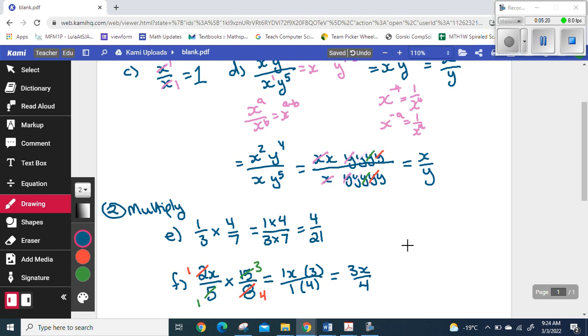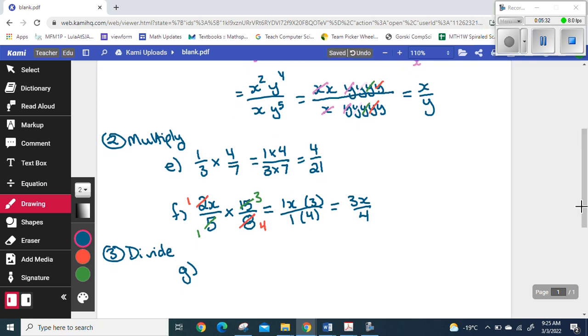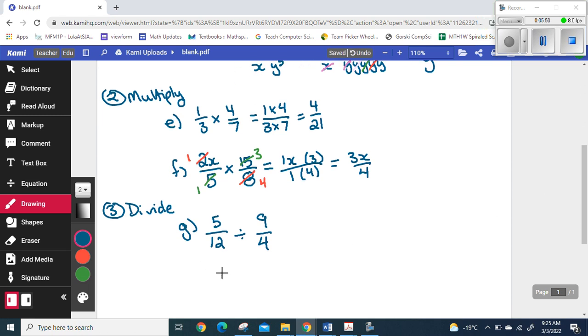All right. What about if I'm dividing? So dividing is the same idea as multiplying. We just have to add that extra step in front. So that's like if I have 5 over 12 divided by 9 over 3. No, I don't want over 3. Over 4. So the first thing we have to do with that one is, we're going to keep the first fraction, change the divide to a multiply, and then we've got to flip the second fraction because when we're dividing, we're really multiplying by the reciprocal.